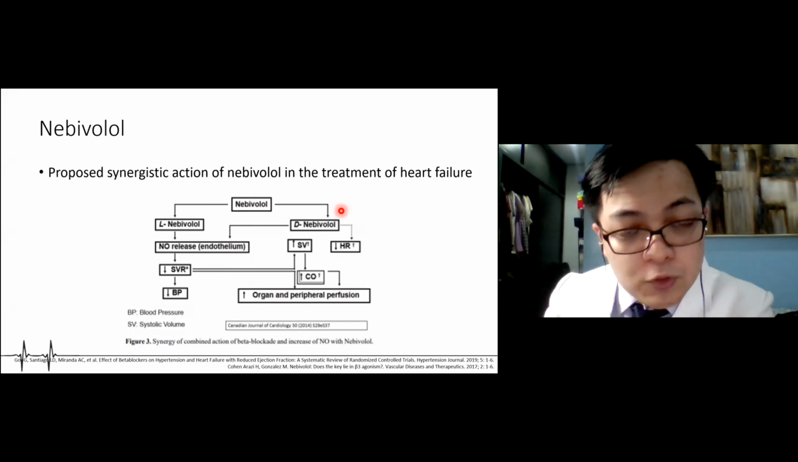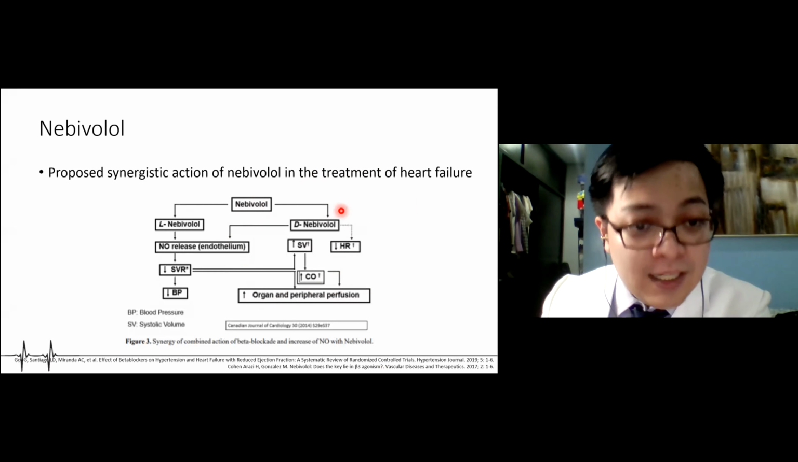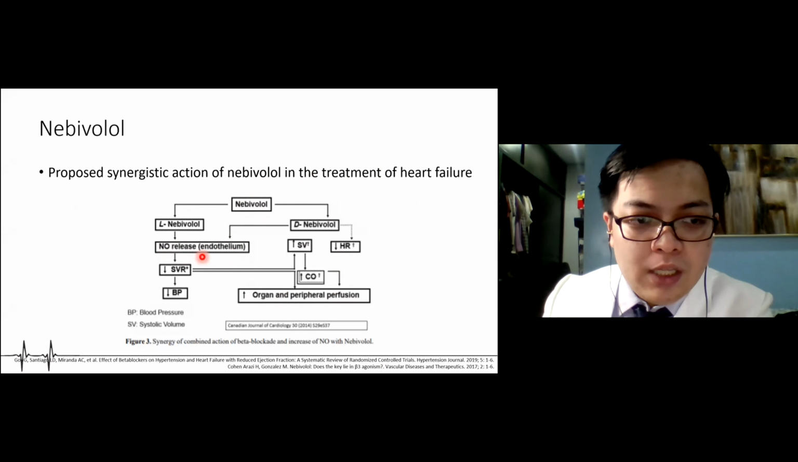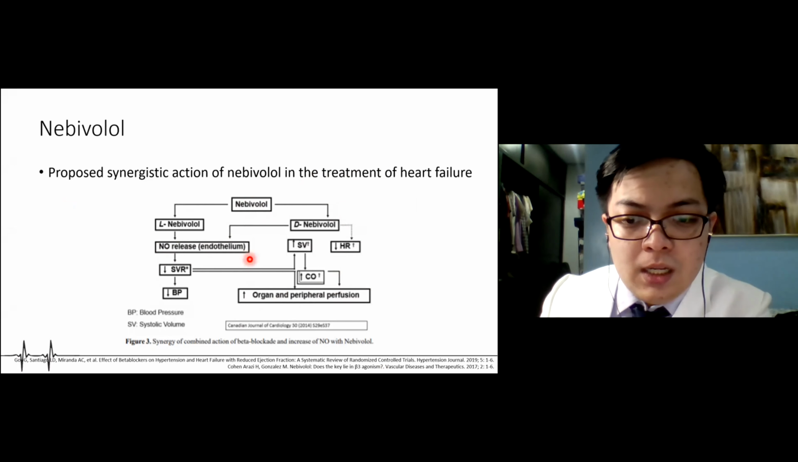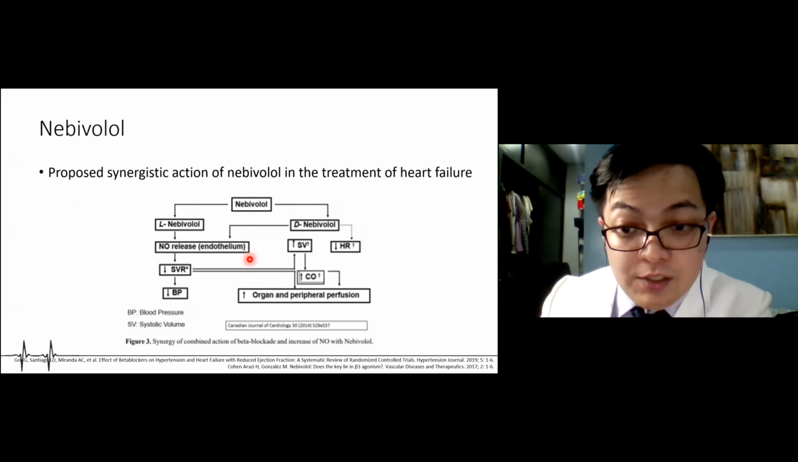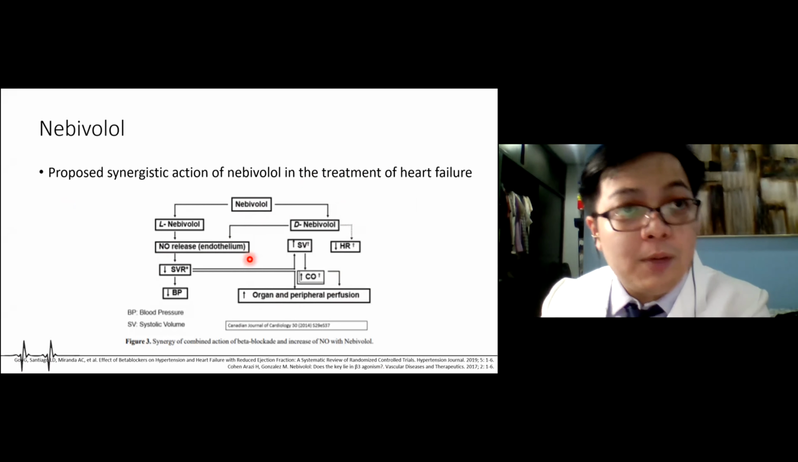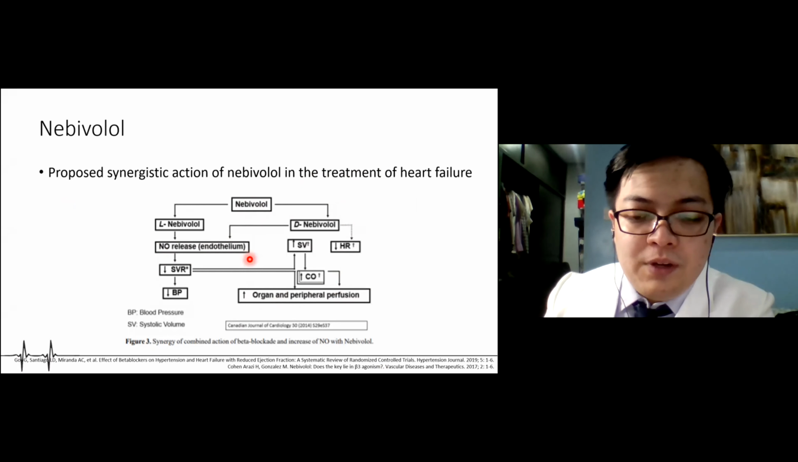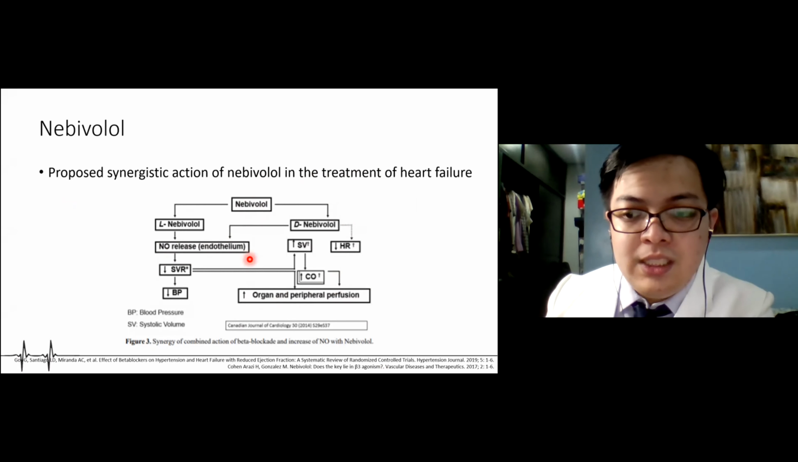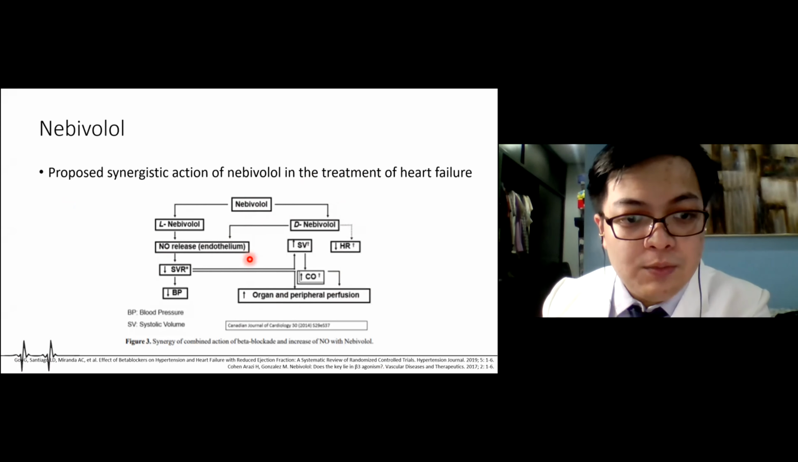But the other proposed mechanism is that there is vasodilation mediated by your nitric oxide release in your endothelium, which reduces your peripheral vascular resistance. So there's improvement of remodeling, you prevent arterial stiffness, you increase your stroke volume and ejection fraction, maintaining the minute volume.